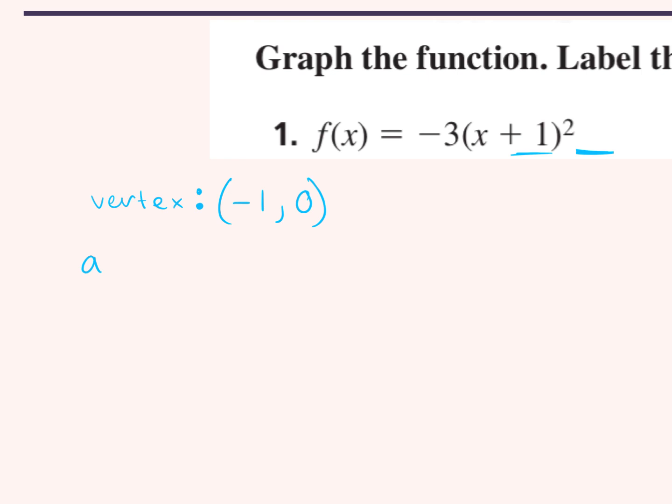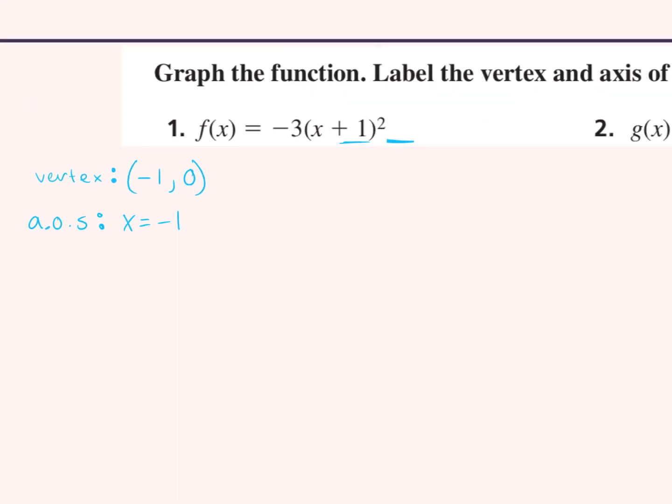Now what would our axis of symmetry be? Just negative 1? X is equal to negative 1. Don't forget the x is equal to. So we can graph that. I'm going to go to the left, negative 1, and stay on 0, and then put my axis of symmetry right through the middle.